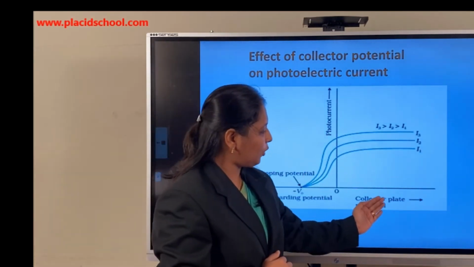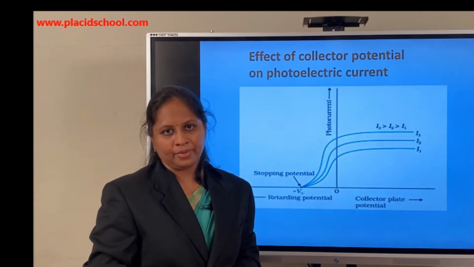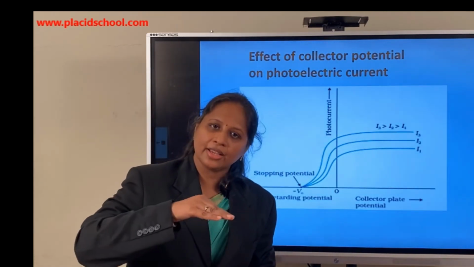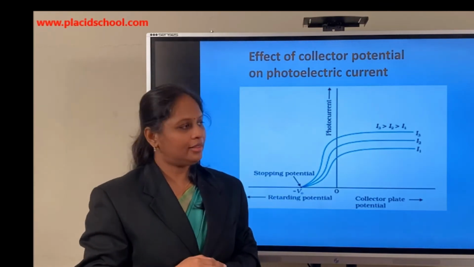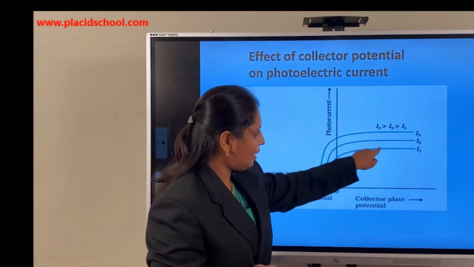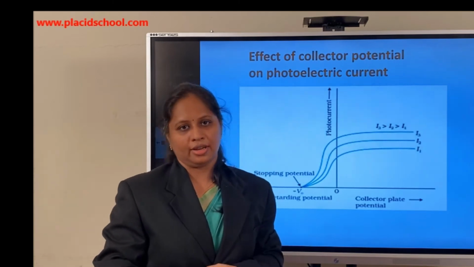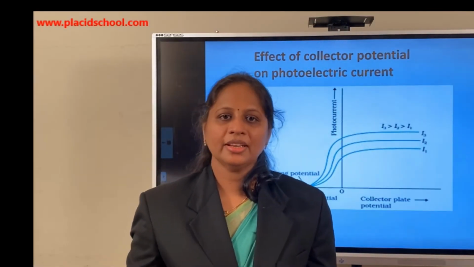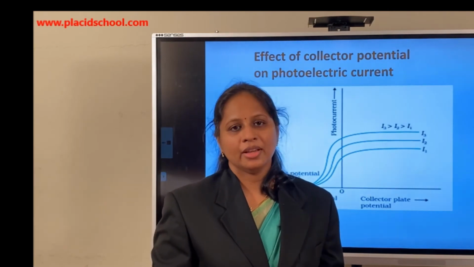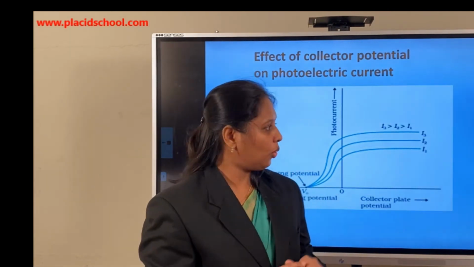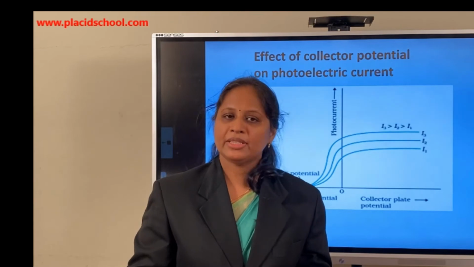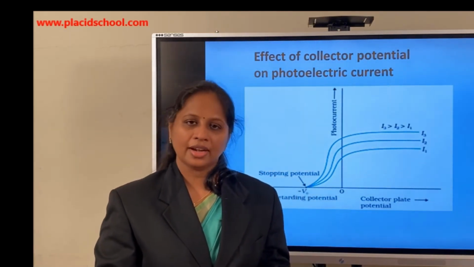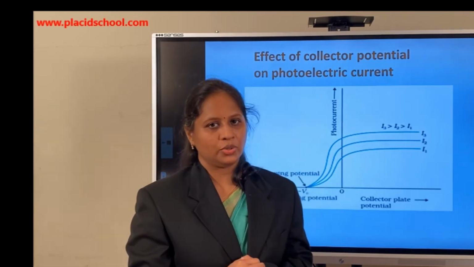After that, even if you increase the collector potential, there is no increase in the current. The current has reached the maximum value, and this maximum value of the current is called saturation current. So what could be the meaning of that? The saturation current corresponds to the stage when all the photoelectrons emitted by the emitter electrode have reached the collector plate. That is the saturation current.